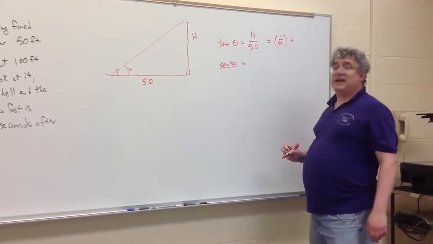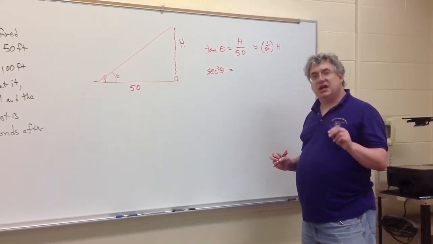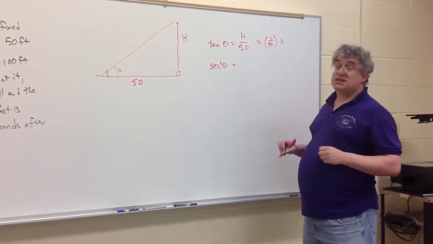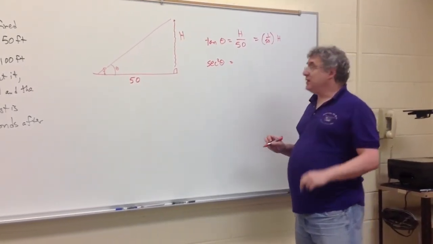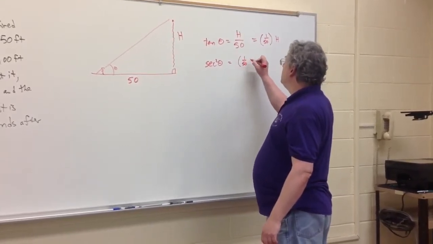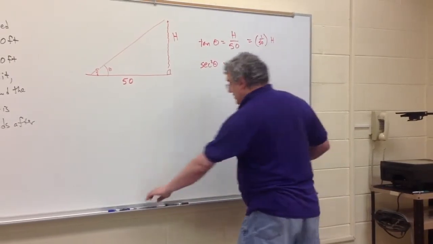It's 1/50th of h. Now, h is a function that changes. So we take its derivative. It's like an implicit differentiation. The derivative of h is not 1. It's going to be h prime. So the derivative here is 1/50th of h prime. I'm going to write that as dh dt.